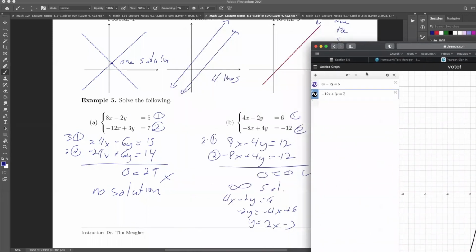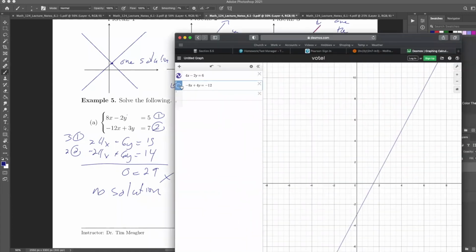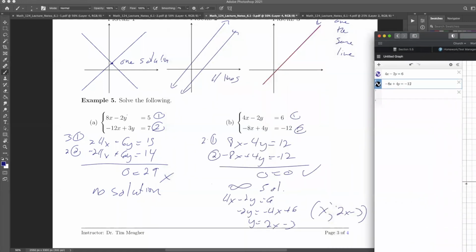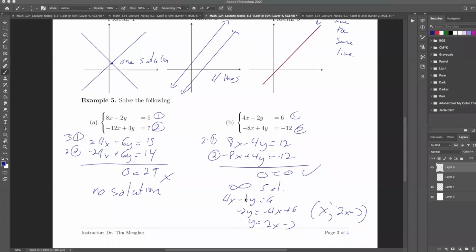And then for the last one, we have 4x minus 2y equals 6. And then here we have minus 8x plus 4y equals minus 12. Oh, ta-da. All right, so notice that these are the same line, right? They're the exact same line, so they're on top of each other. So anything along this line is an answer. And so in that case, you just solve one of them for y, and then you have the solution of x, and then whatever your y is.